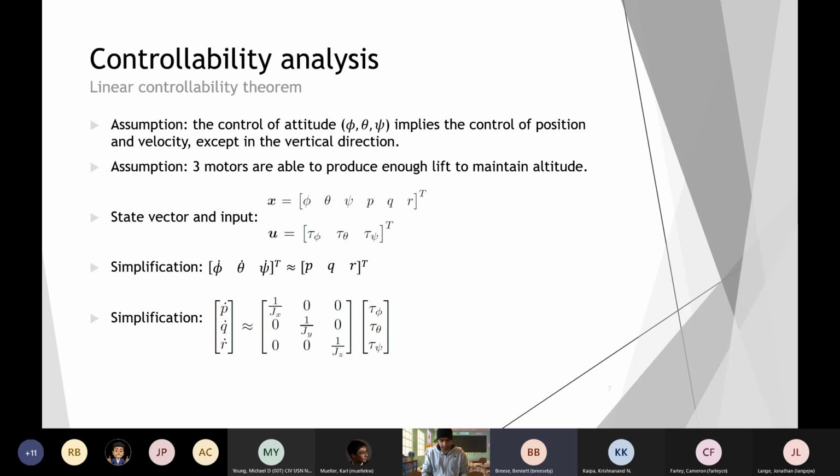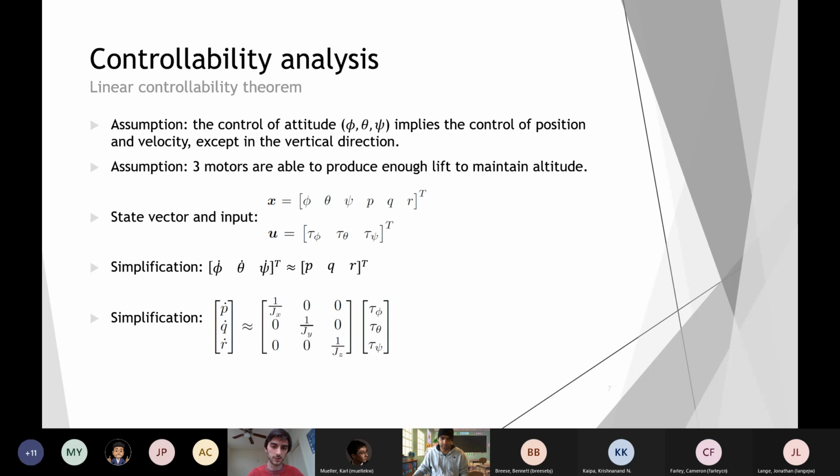If John Ander wants to go ahead and do the controllability. Yeah, sure. So for the controllability, I'm going to start with the linear controllability theorem. We try to do two assumptions. The first one is that if we can control the attitude, that means we can control the position and velocity except in the vertical direction. This is basically what we were doing in the assignment with the PID controller and the LQR. For the vertical direction, we assume that the 3 other motors are over-engineered, so they can produce enough lift to at least maintain the altitude.